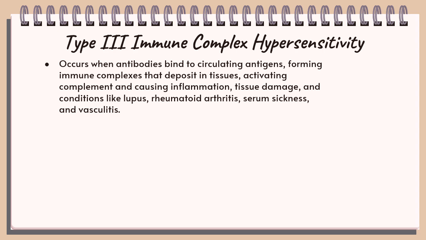But remember, let's start back from type 1. We're looking at anaphylactic response, closing of the airway, right? Type 2 is cytotoxic. This is certain drugs and your blood transfusions. Type 3 is immune complex. We're looking at severe inflammation in specific tissues such as joints, arthritis, lupus, vasculitis.